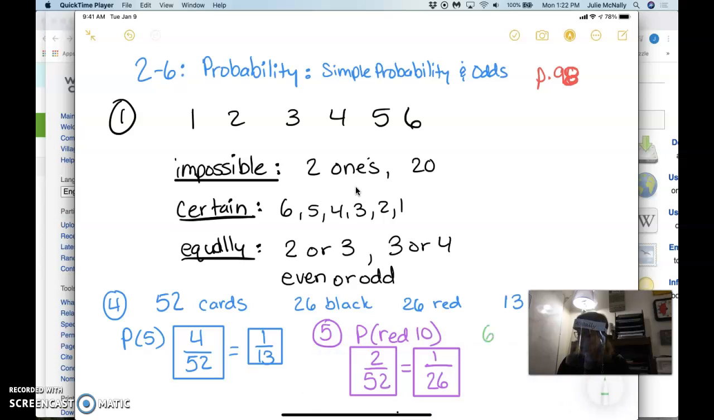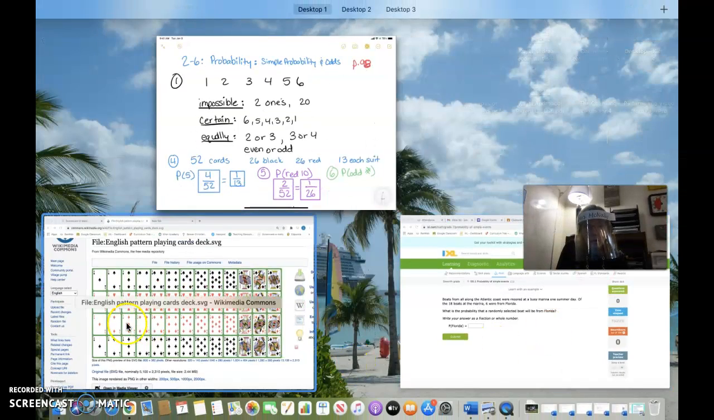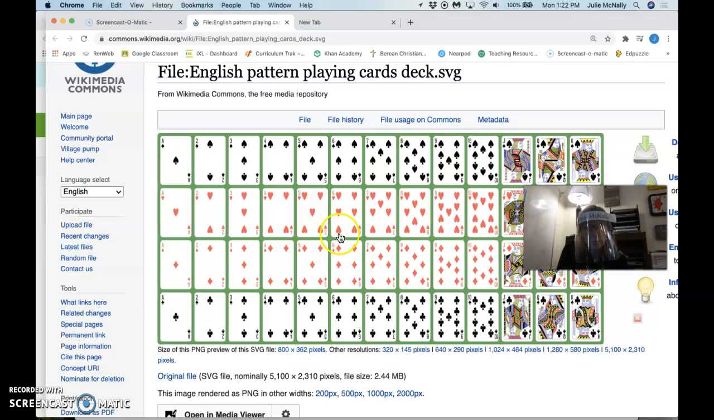Let's keep going. Number 6. The probability of pulling an odd number. Probability of an odd number. So let's go back to our deck of cards. We're only looking at odd numbers. What are my odd numbers?